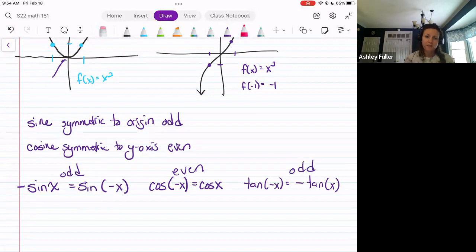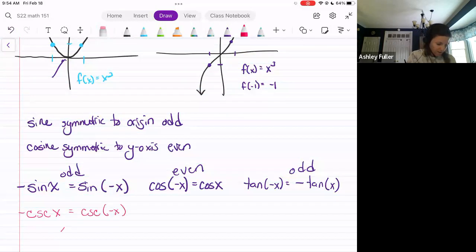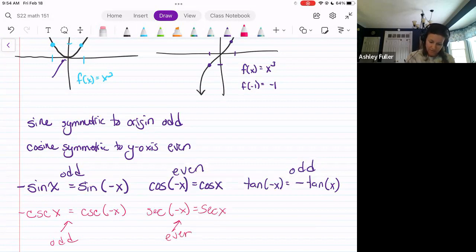This directly translates to their reciprocals. So negative cosecant of x is equal to the cosecant of negative x, so cosecant is odd. Secant of negative x is equal to the secant of x, thus it is even. And the cotangent of negative x is equal to the negative cotangent of x, which is odd.